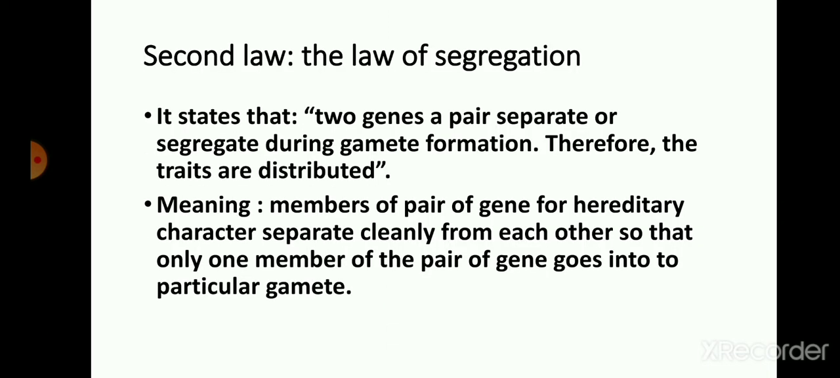The second law is the law of segregation. The law of segregation states that the two genes of a pair separate or segregate during gamete formation, therefore the traits are distributed.